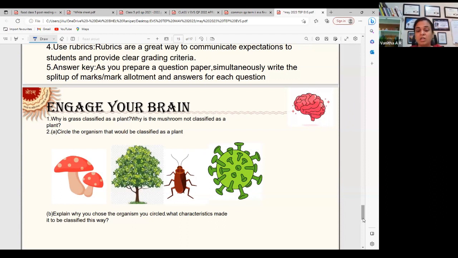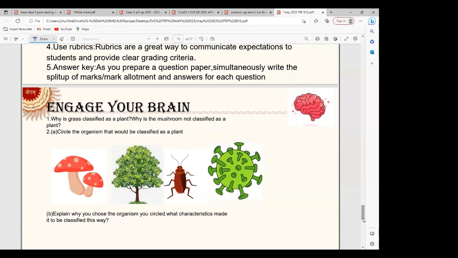But this way, now we are asking the child to compare. You say that grass is a plant, but mushroom is not a plant. So what could be the possible answer for it? So here again, we are making the child think and compare. So the answer pretty much we all know. Would anybody volunteer to answer this question?